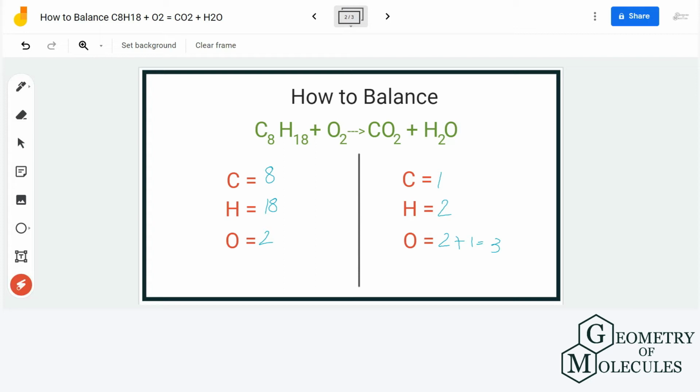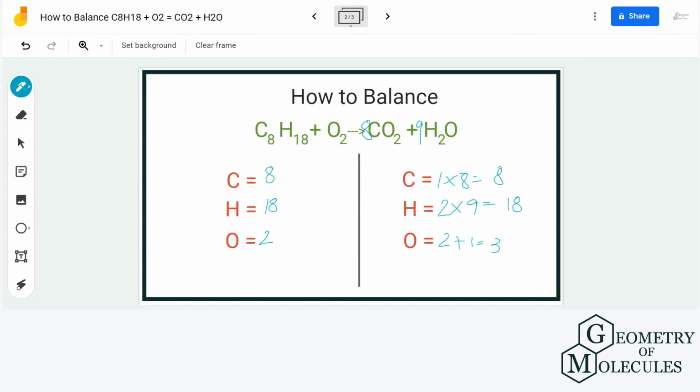So as you can see here, on the reactant side we have 8 carbon atoms, but on the product side we only have 1. So we are going to multiply this number by 8, and hence we now have 8 carbon atoms on both reactant and product side. For hydrogen atoms we have 18, and on the product side we only have 2. So if we multiply this number by 9, we get 18 as well. So we are going to place a coefficient of 9 for H2O and 8 for CO2.